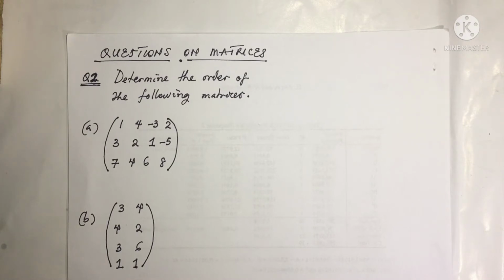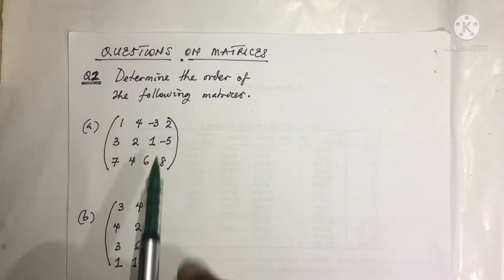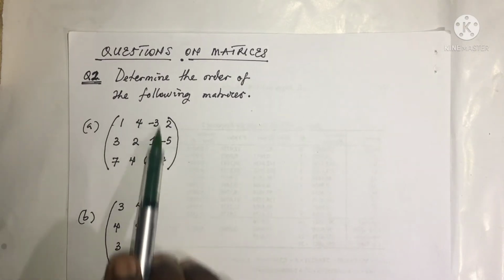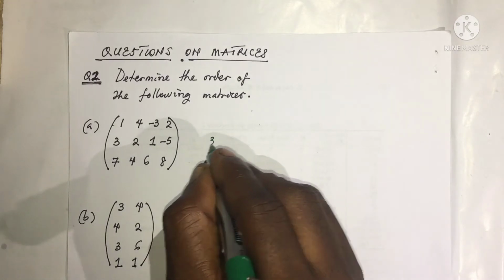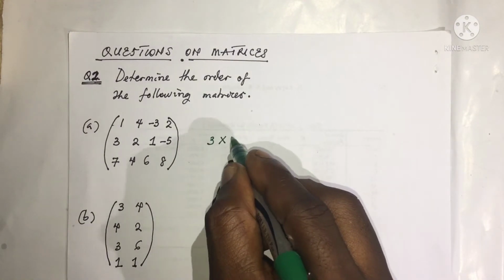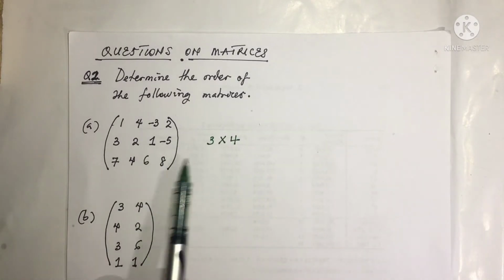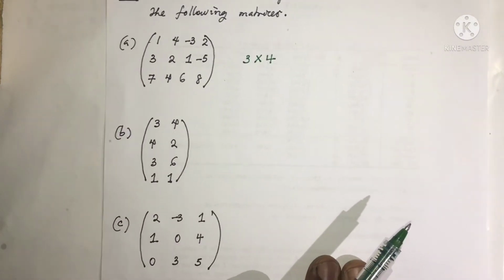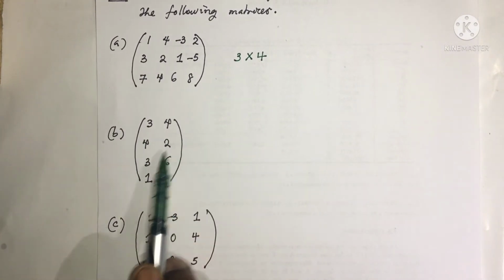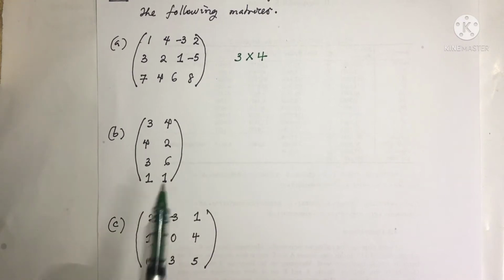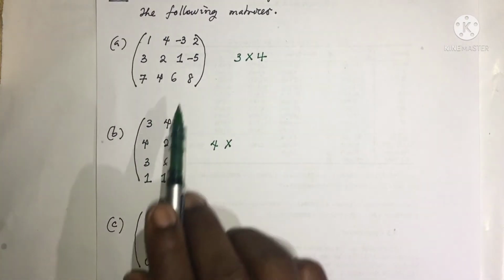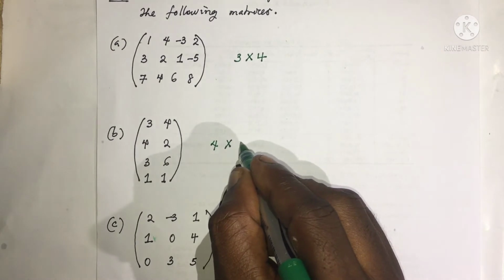Now that we know that the order of a matrix is obtained by specifying the number of rows by columns, this matrix has 1, 2, 3 rows, but 1, 2, 3, 4 columns. So I'm going to write here 3 for the number of rows and 4 for the number of columns. So this matrix is of order 3 by 4. For the next matrix here, we have 1, 2, 3, 4 rows. So I'm going to put here 4, by how many columns do we have? 1 and 2. So this matrix is of order 4 by 2.